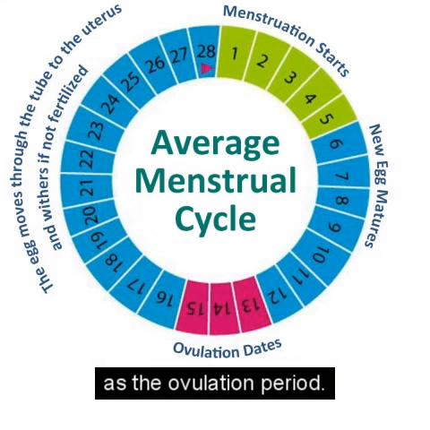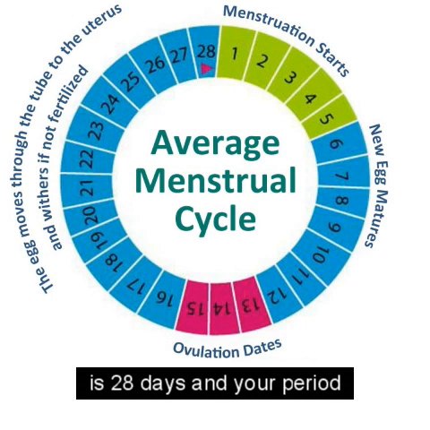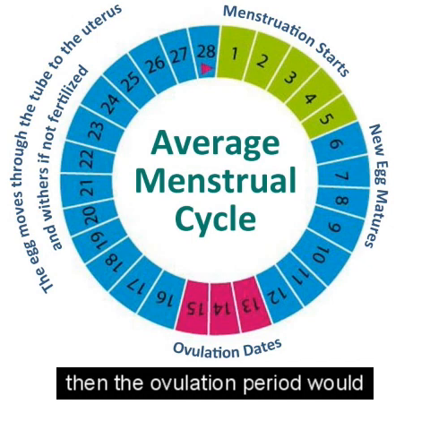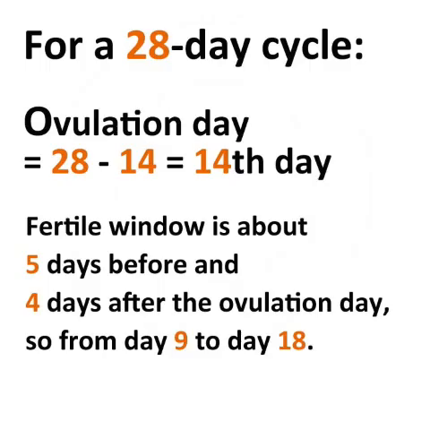For example, if your menstrual cycle is 28 days and your period starts on the 1st of the month, then the ovulation period will be from the 9th to the 18th. For a 28-day cycle, ovulation day equals 28 minus 14, which equals the 14th day. Typically, the fertile window is about 5 days before and 4 days after the ovulation day, so from day 9 to day 18.